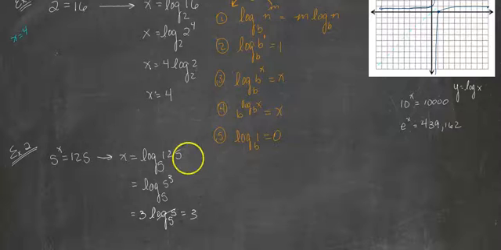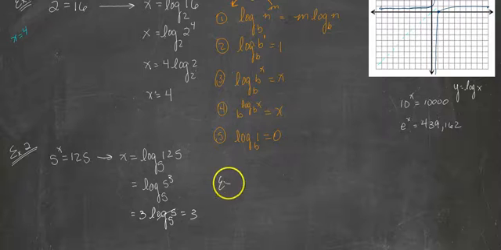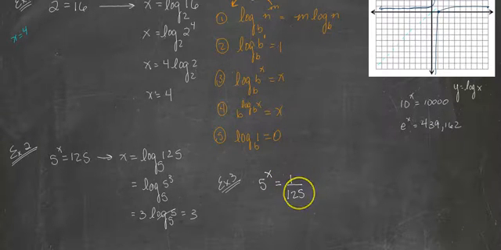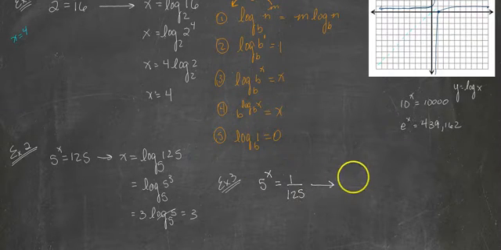Now, let's do a little bit trickier one, using this same logic to work with. Let's do example 3. 5 to the x equals 1 over 125. Oh, okay, kind of looks the same. Looks like something I might be able to figure out in my head, but that looks pretty tricky to me. But let's convert it to a log and see how easy it is to finish up.